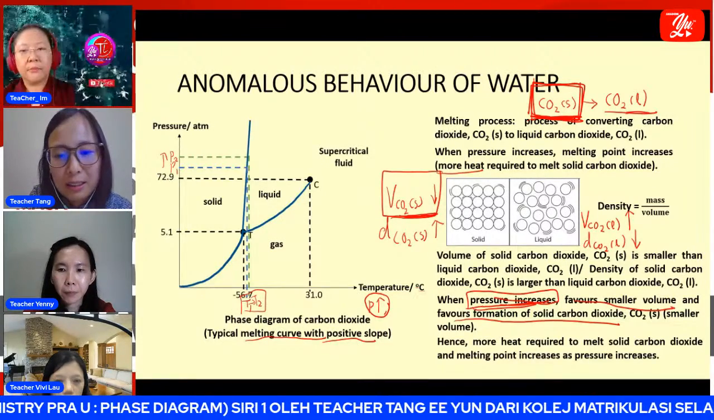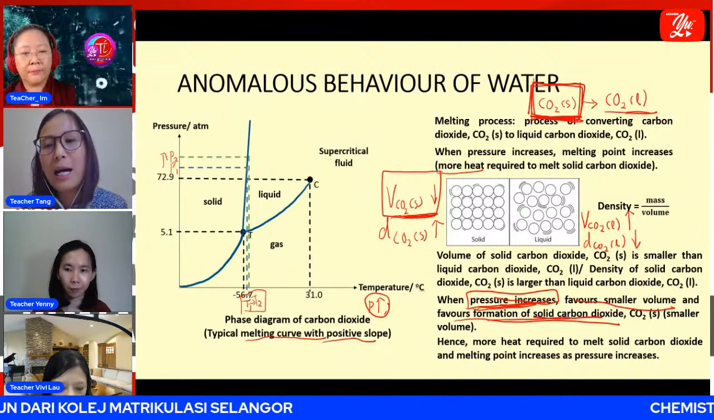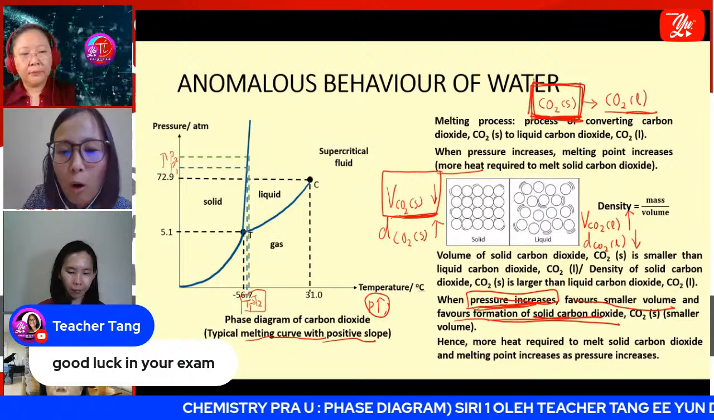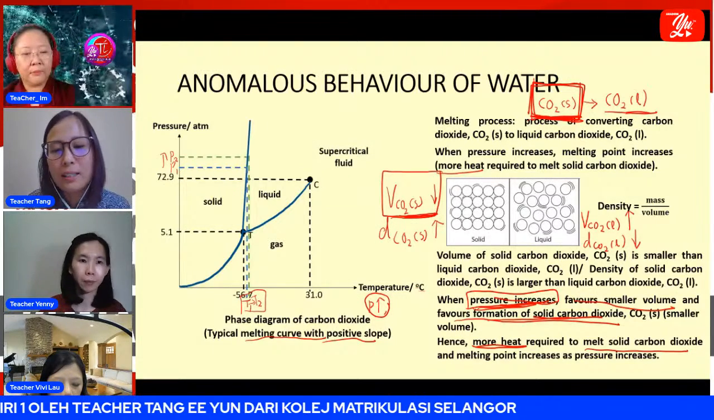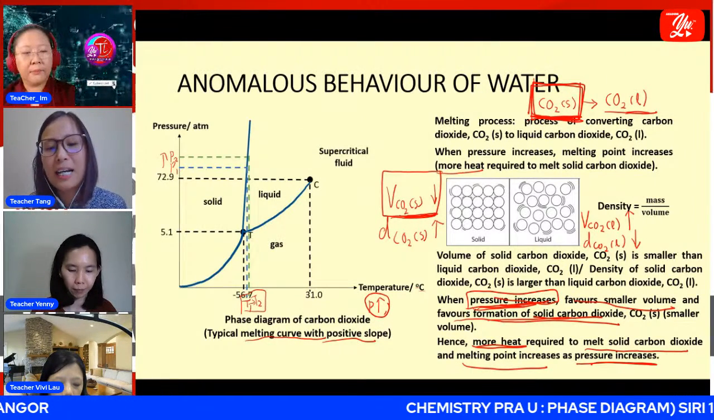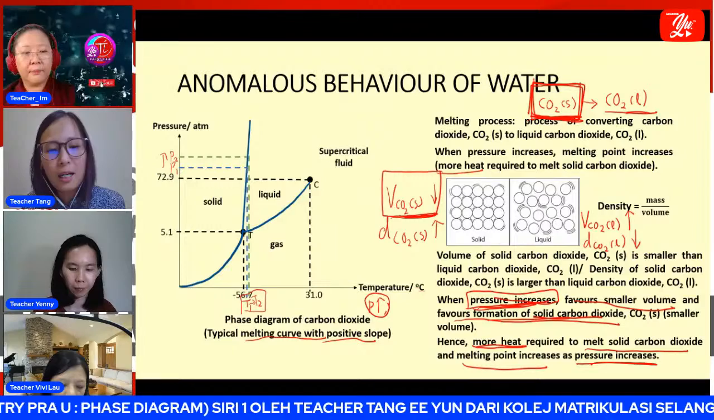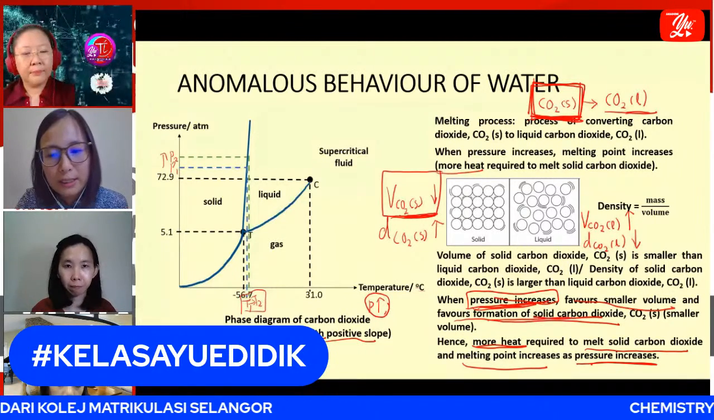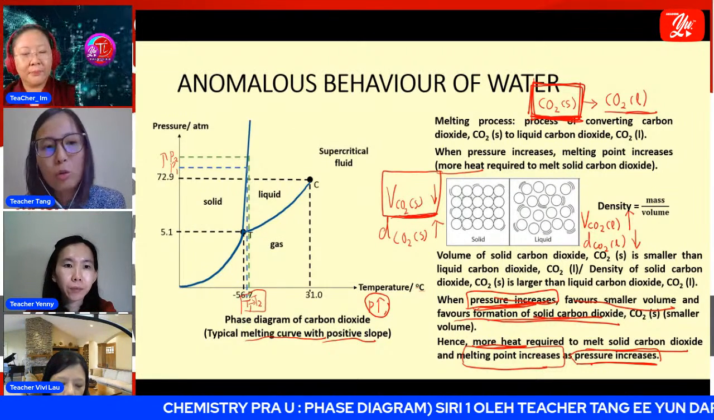So as the pressure increases, it favors formation of solid carbon dioxide, so it is harder for you to melt solid carbon dioxide to liquid carbon dioxide. As it is harder to melt the solid carbon dioxide, you need to put in more heat in order to melt it. Or in other words, as the pressure increases, the melting point of solid carbon dioxide increases. This phase diagram is a typical phase diagram of a substance. Usually for a substance, when the pressure increases, the melting point will increase, just like carbon dioxide.